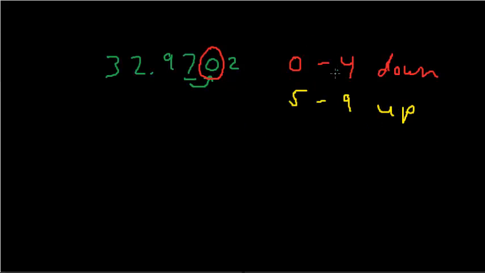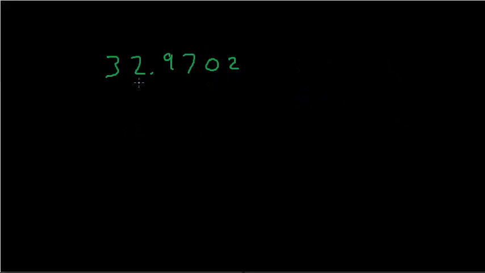0 is between 0 and 4, so I'm going to round this number down, right, to 32.97. That 7 stays the same because this number is going down. It's dropping everything here and becoming now just 32.97. What if I rounded this number to the ones place? I then look at the number to the right, the 9. It is between 5 and 9, so I round up to 33, and I drop everything after where I rounded to.